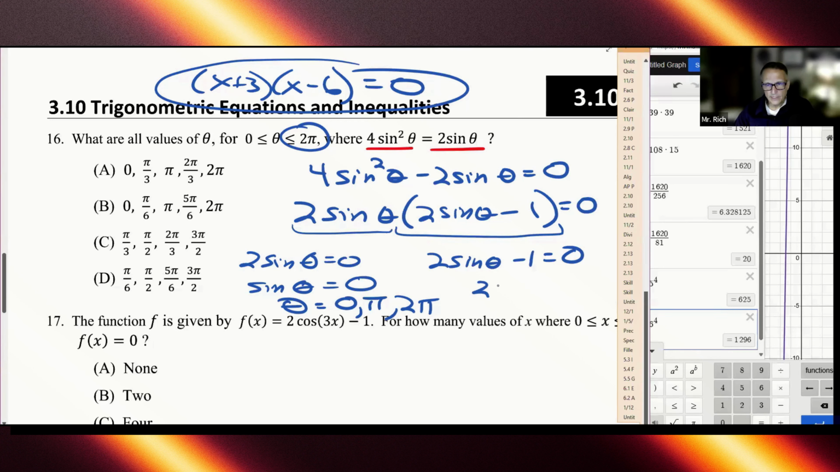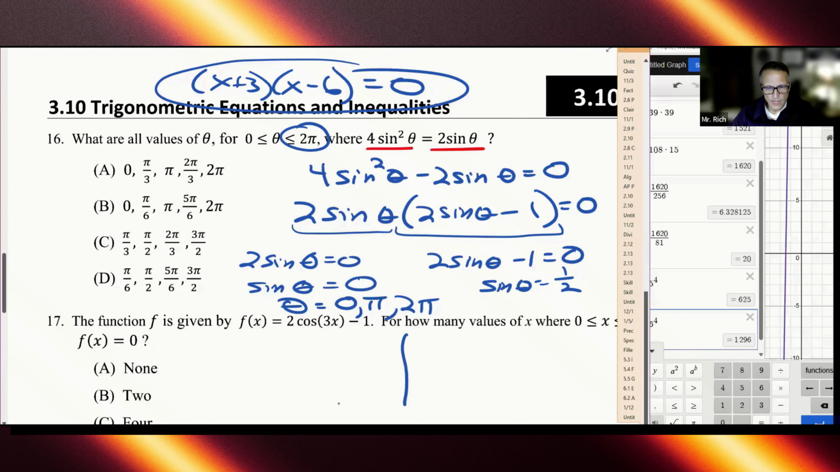Solving this one, I get add 1 and divide by 2. I get sine theta is equal to 1/2. Then I consider for what angle on my unit circle is the sine of that angle equal to 1/2? Well, first thing I do is think, what quadrants would that be in, right? Well, the sine is the y coordinates and y is positive in the first and second quadrants.